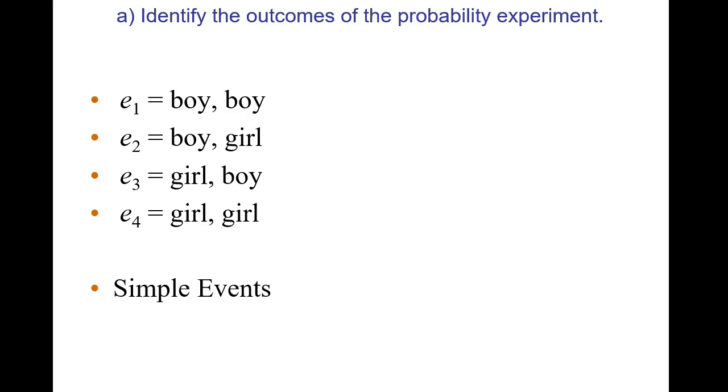Boy then girl is different than girl then boy. In a situation like that, it's clear to any observer that there is a difference between them. In E sub 2, the boy came first, therefore he's older than the girl. And in E sub 3, the girl came first, therefore she's older than the boy. These two are clearly two different events. In all, these are simple events, and these are all the simple events of this particular type of experiment.